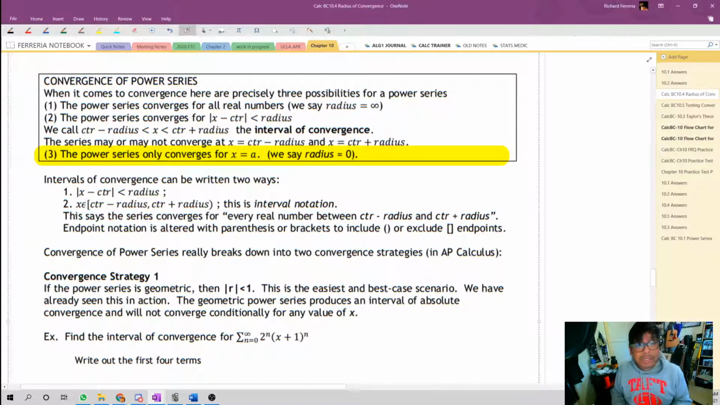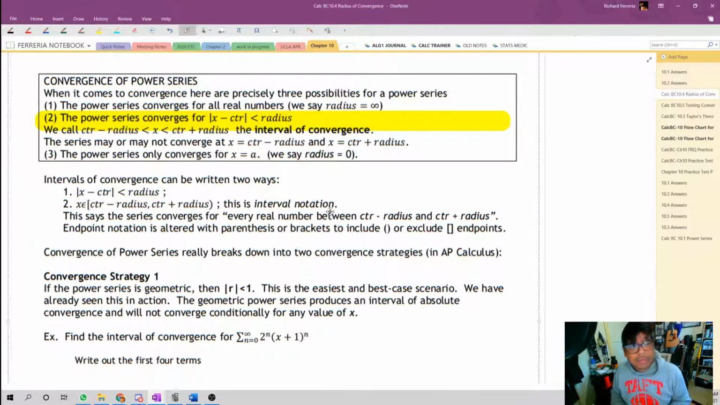Failing that, the power series would be said to be only convergent at the center of the series. Now at the center of a power series, all of the terms are going to be equal to 0, except maybe the first term. So you basically get a series that's just equal to the first term. So of course that's going to converge. It's just going to converge to that one number. Our major concern is going to be the second way that things converge, where they converge on an interval only.